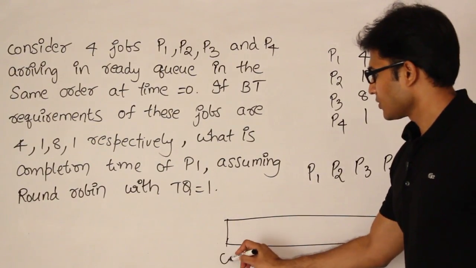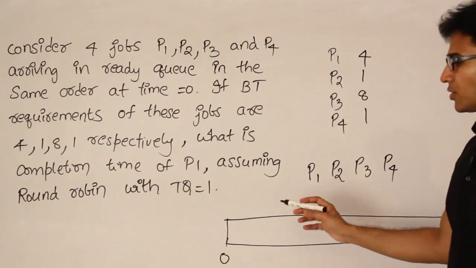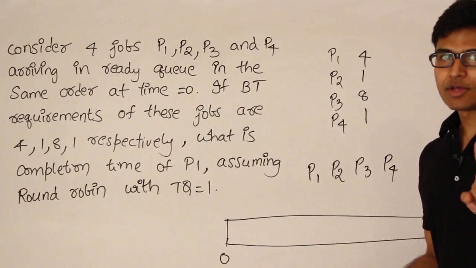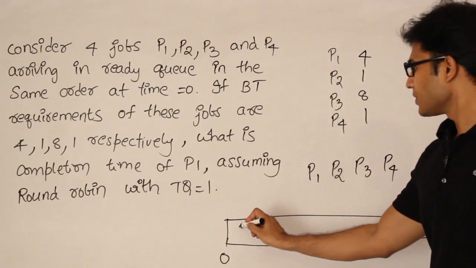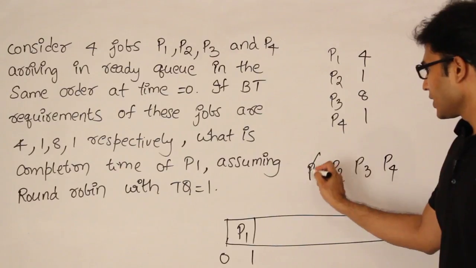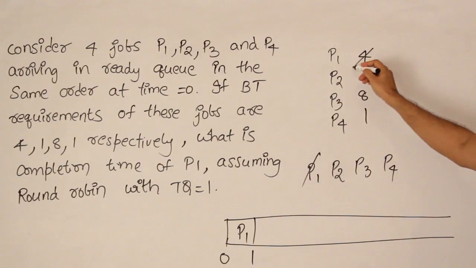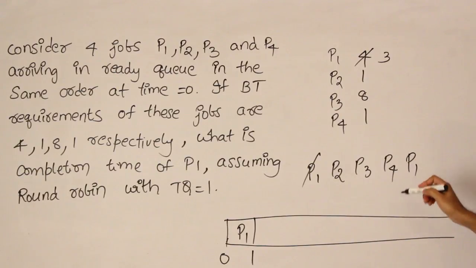Let's say we are all starting from 0. They are all available at 0. We are going to execute every process for only one unit of time, because the time quantum is given as 1. So P1 will be scheduled first, and then it will run till 1 unit, and now its remaining time will be 3. So should I put it back? Yes, because it needs more time, P1, right?